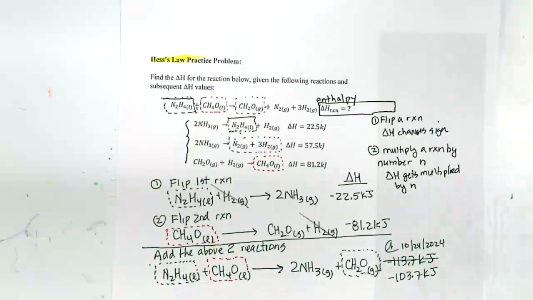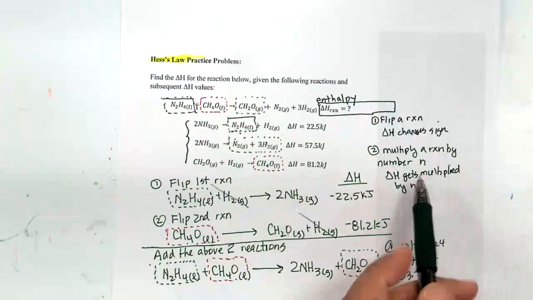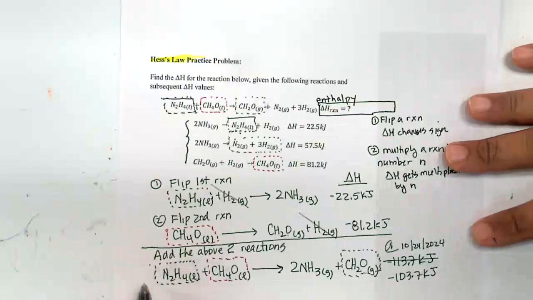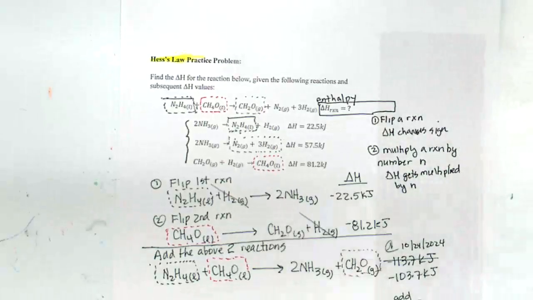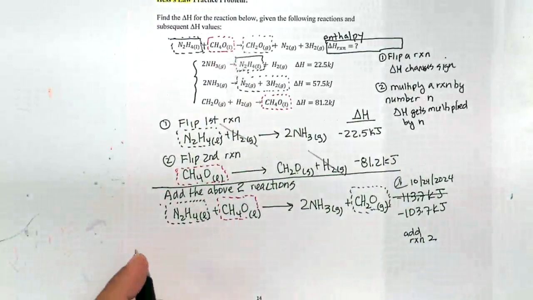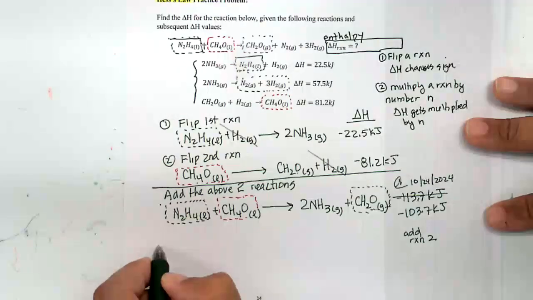So now we'll add the second reaction. So we don't have to multiply anything. We don't have to multiply by 2 or 3 or 4. So we will add the second reaction here. We don't even have to flip it. Okay, we don't have to multiply anything. We don't have to flip anything.